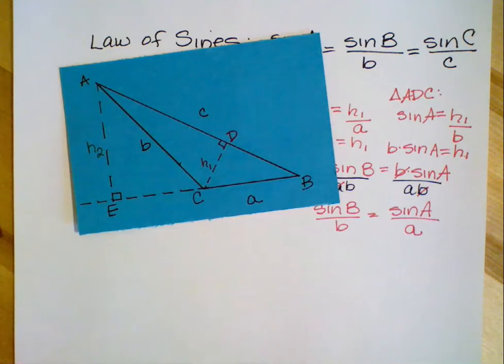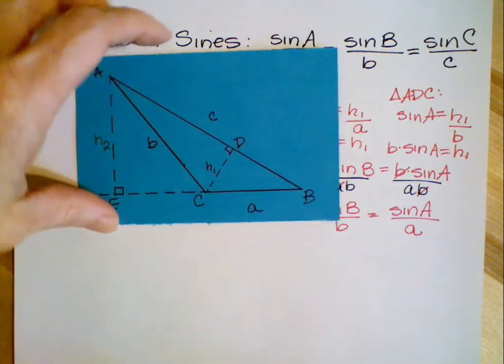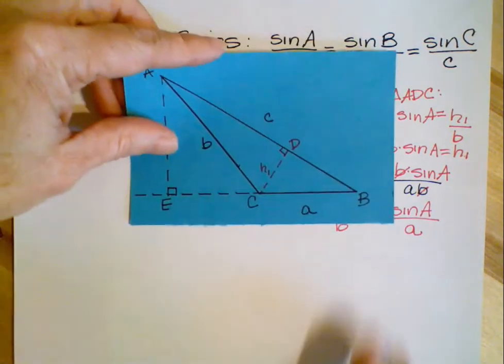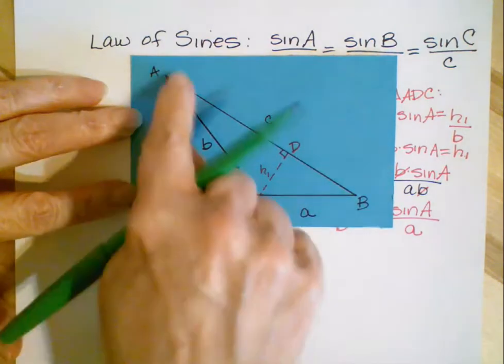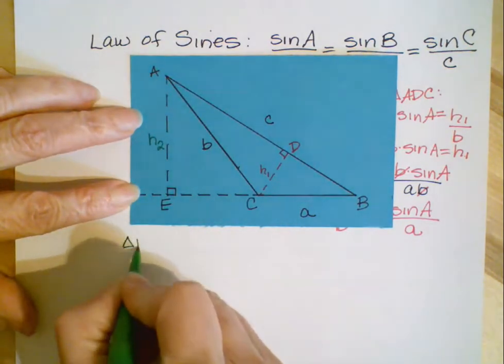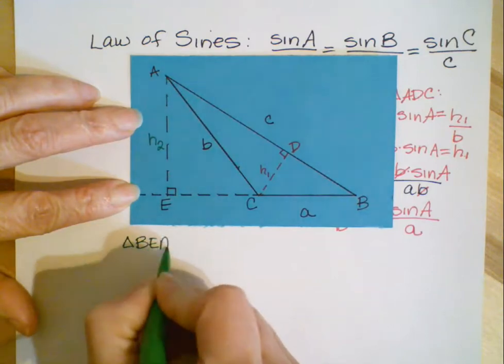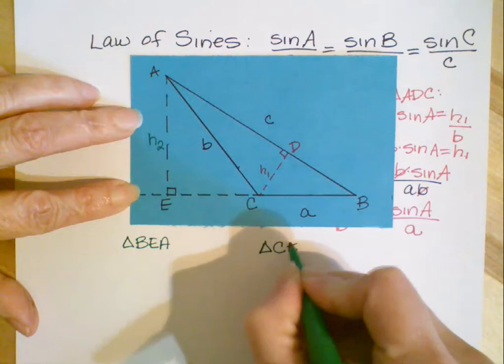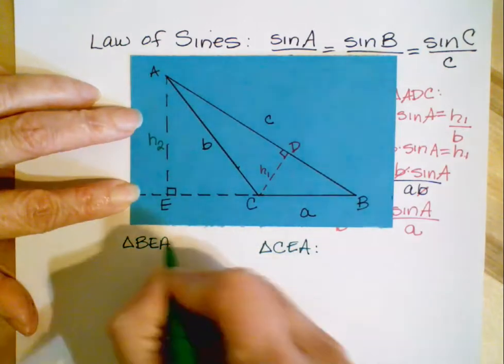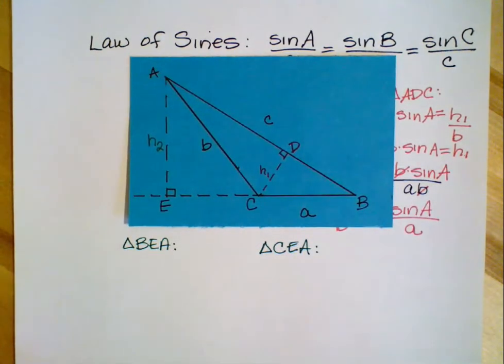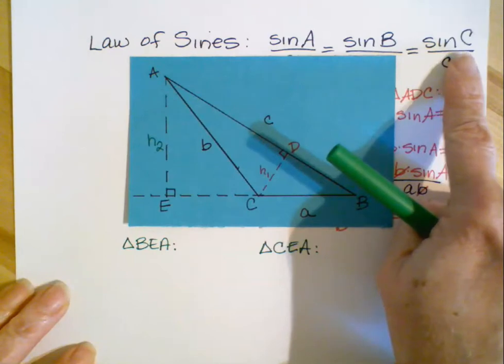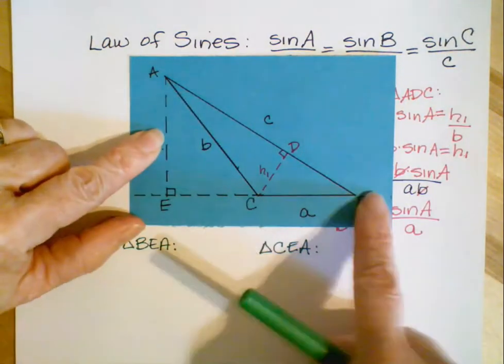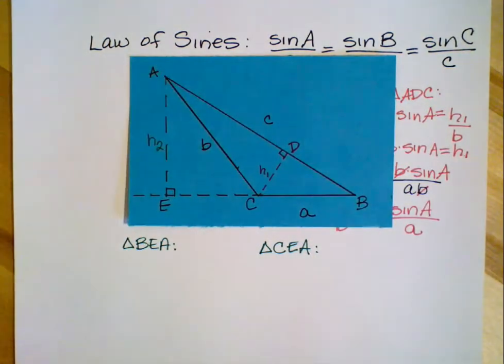Okay, so now we still have two right triangles that are in place. The two right triangles that we have here would be the right triangle BEA and the right triangle CEA. Now you may be kind of hesitant here to use triangle CEA because it lies outside the original triangle. And when we talk about angle C here in the law of sines, we're referring to this angle ACB, that obtuse angle that we started with.